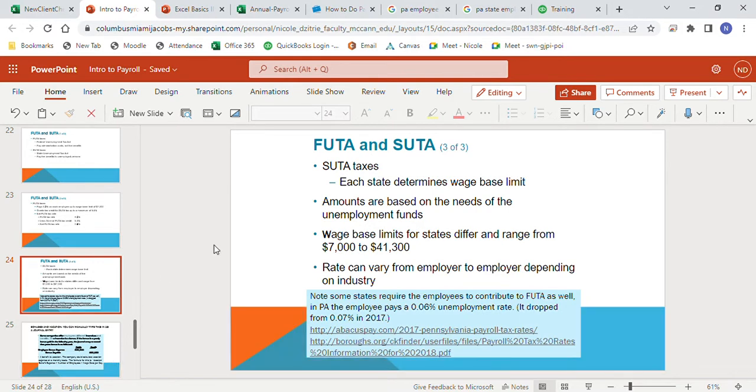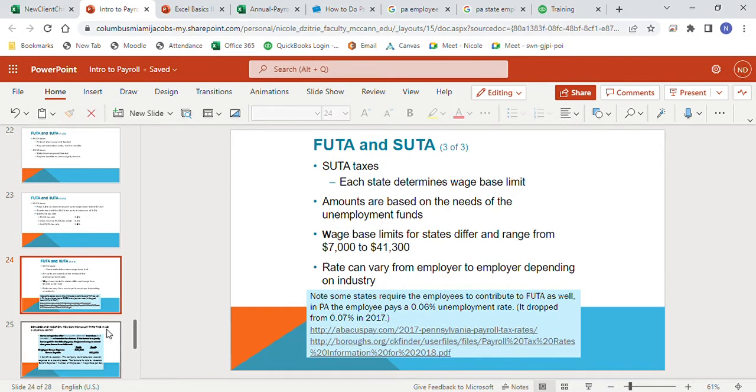So yes, you do have to contribute in some states, and I'm in one. So the wage-based limit for states usually could go all the way up to 41,300. It depends on what state. It really depends on the industries in that state. Is there a high turnover rate? So when I taught this class, I guess 2017, oh no, actually it was 2020, I just noted that in 2017 it was 0.07% for Pennsylvania. But in 2020, when I taught the class last, it was 0.06%. And it still is 0.06%. But that's something that you want to make sure you're looking at a credible site to get your information on.